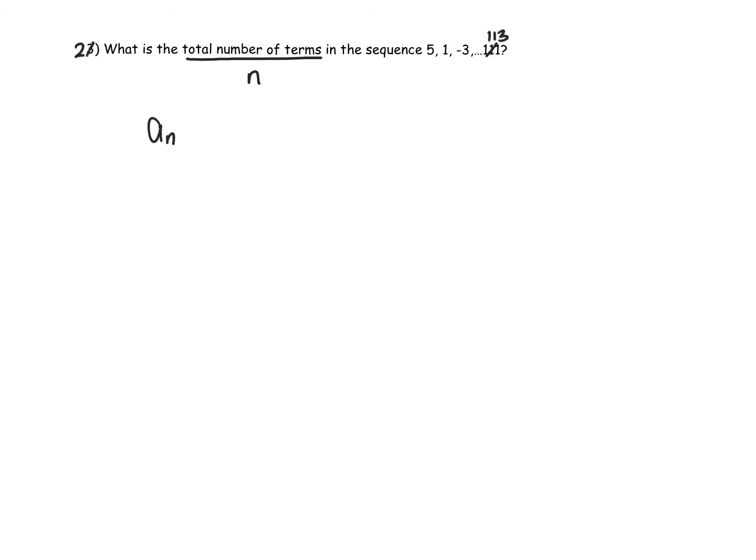So we have a sub n equals a sub 1 plus n minus 1 times d. So my a sub 1 is my first term, which is clearly 5. The n is what we want to find, so we're going to leave that alone. My common difference, d, is what I'm adding to get from one term to the next. So I'm getting smaller, so 5 take away 4 is 1. 1 take away 4 is -3. So this proves that my common difference is -4.